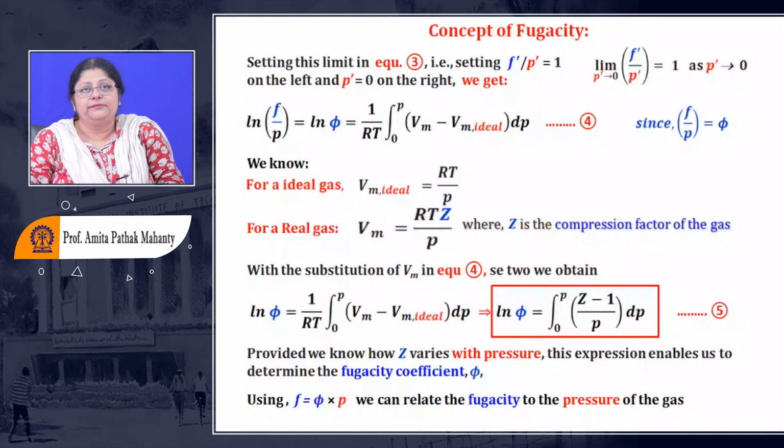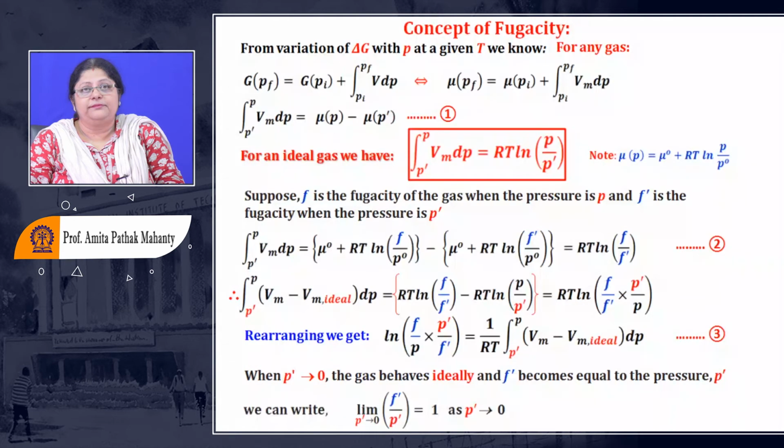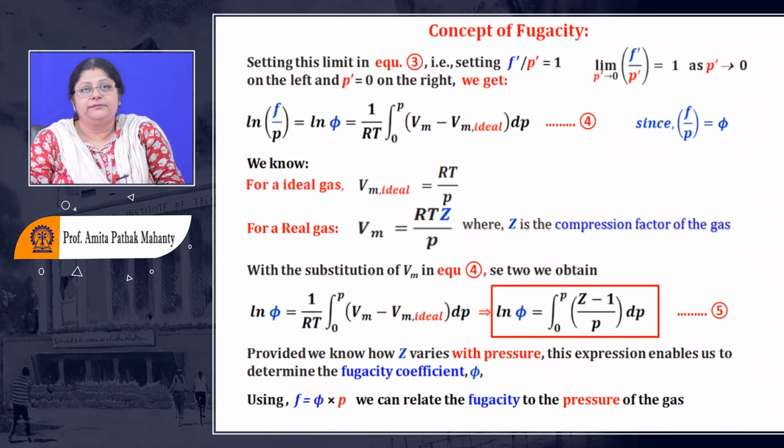Now setting this in equation 3. This is the equation 3 we have. Setting that in equation 3, this becomes 1. What do I write now? That means I can write ln F by P equal to the integral of the difference in volumes over RT, from 0 to P. Can we write or not? On the left hand side, we are changing the limit from P prime being equal to 0, and on this side, we have taken F prime by P prime equal to 1.